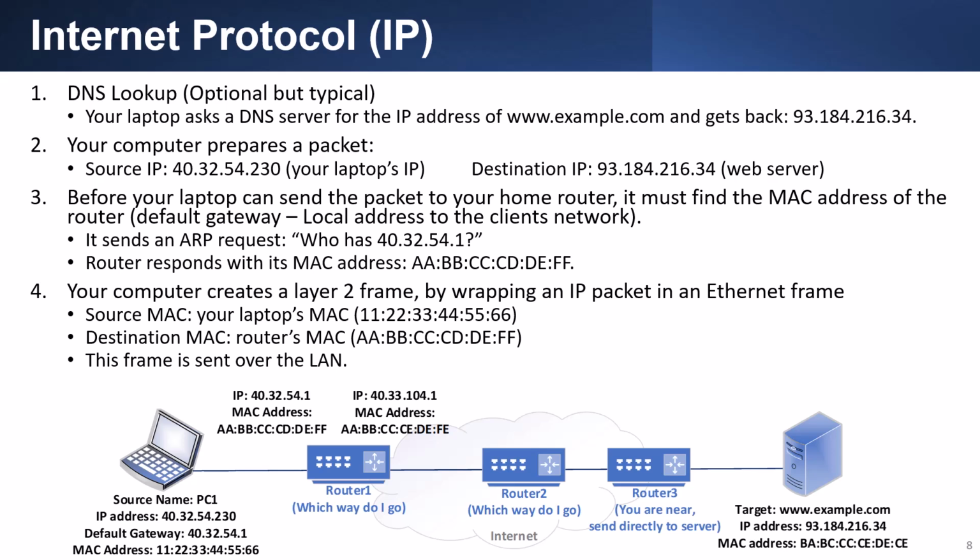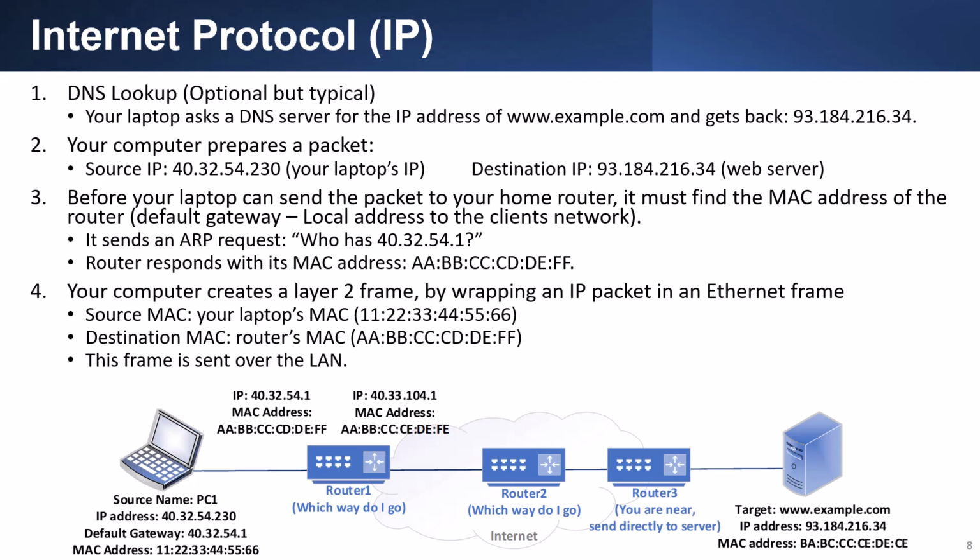Before your laptop can send the packet to your home router, it must find the MAC address of the router, or default gateway, which is the local address to the client's network. It sends an ARP request: who has 40.32.54.1? The router responds with its MAC address of AA:BB:CC:CD:DE:FF.